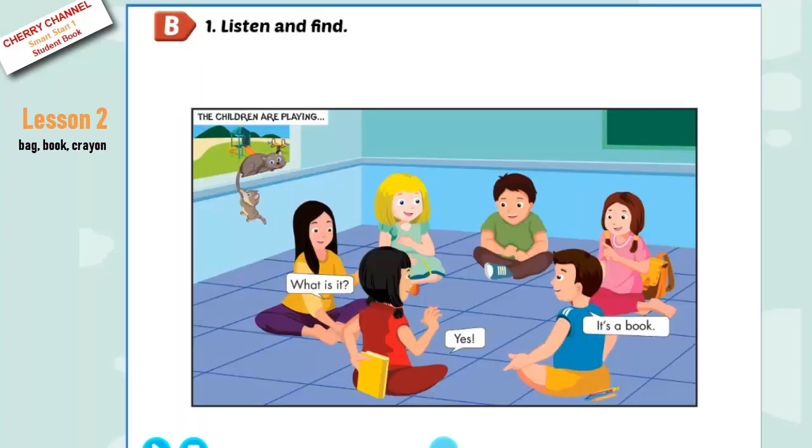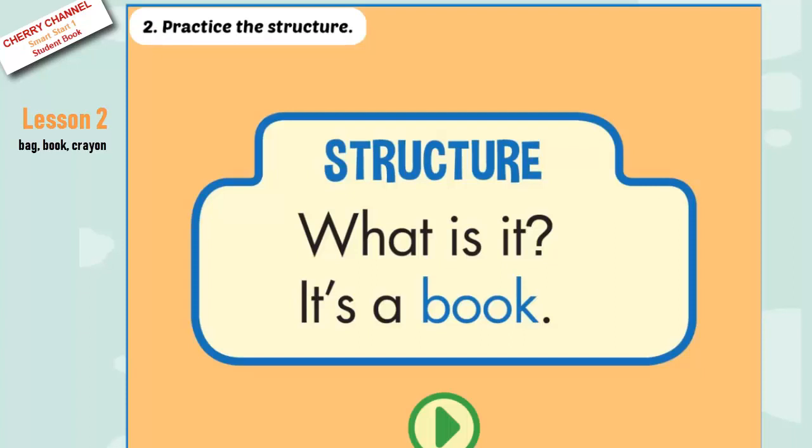B. 1. Listen and find. The children are playing. 1. What is it? It's a book. Yes. 2. What is it? It's a bag. Yes. 3. What is it? It's a crayon. Yes. 2. Practice the structure. What is it? It's a book.